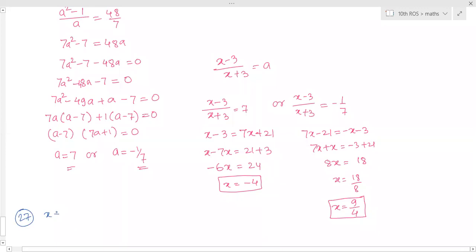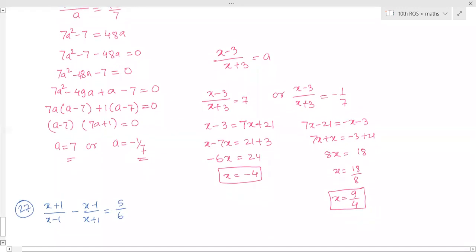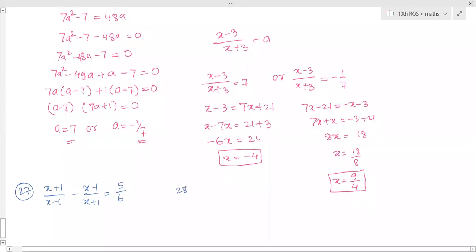x plus 1 by x minus 1 minus x minus 1 by x plus 1 is equal to 5 by 6. Solve these two questions, exactly same method.